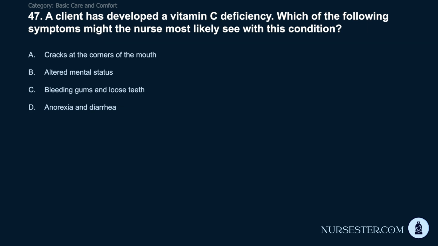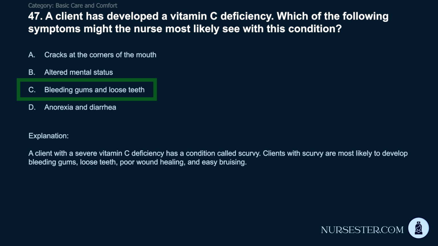47. A client has developed a vitamin C deficiency. Which of the following symptoms might the nurse most likely see with this condition? A. Cracks at the corners of the mouth. B. Altered mental status. C. Bleeding gums and loose teeth. D. Anorexia and diarrhea. Correct answer, C. Bleeding gums and loose teeth. A client with a severe vitamin C deficiency has a condition called scurvy. Clients with scurvy are most likely to develop bleeding gums, loose teeth, poor wound healing, and easy bruising.